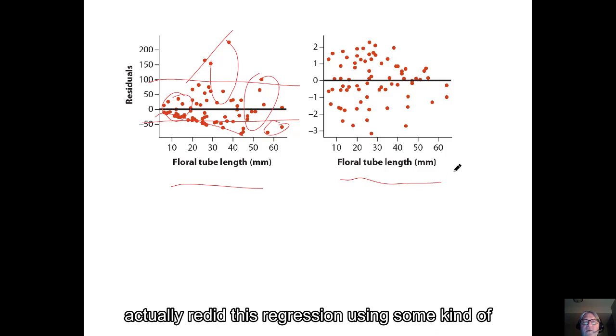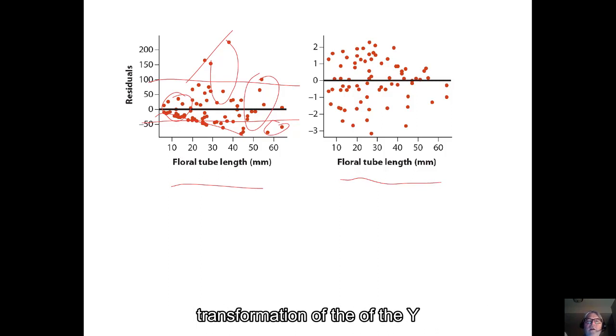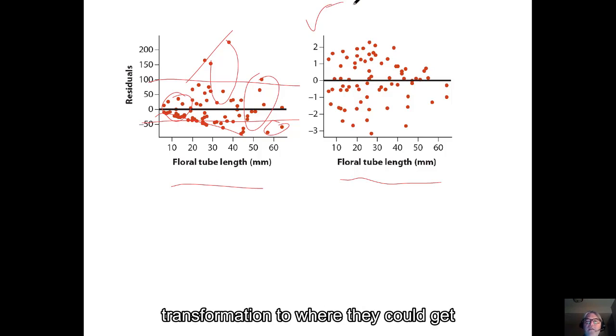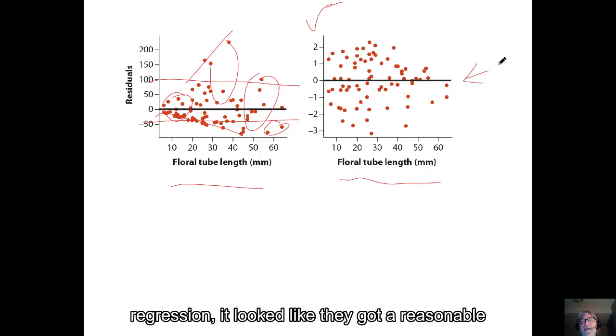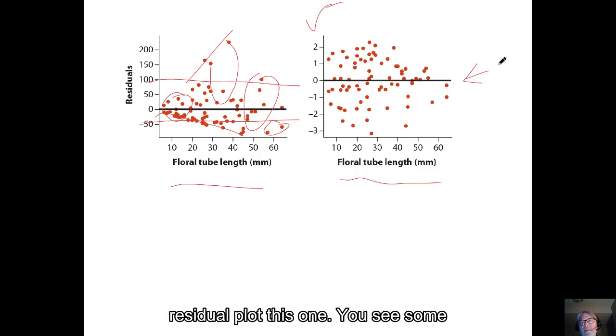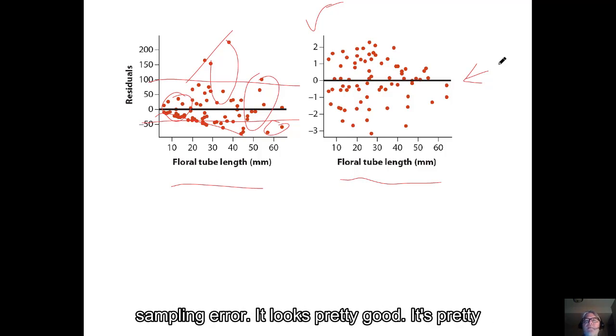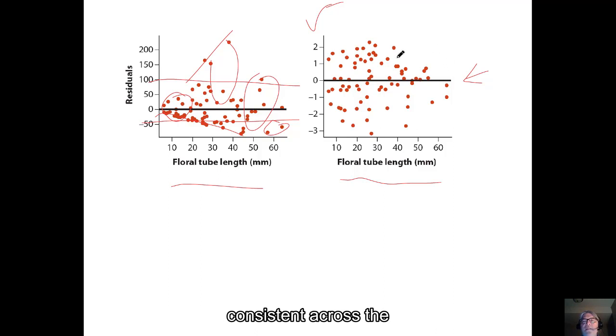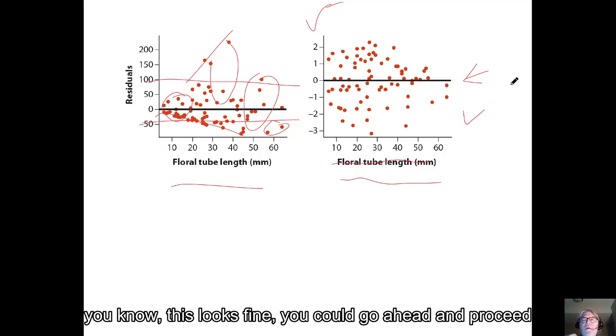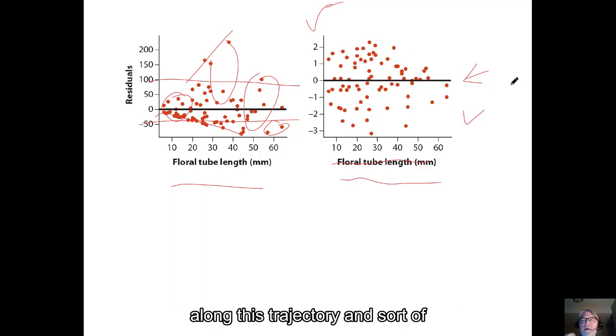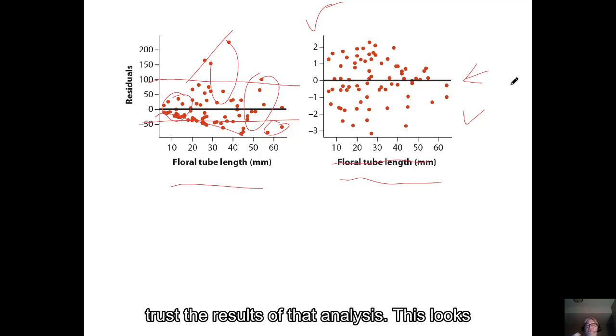So they actually redid this regression using some kind of transformation of the y variable, using a square root, I believe, and some other mathematical transformation, to where they could get something that, when they did the regression, looked like a reasonable residual plot. This one, you see some scatter. It doesn't look like the scatter is exactly even, but you don't really expect that because of sampling error. It looks pretty good. It's pretty consistent across the length of the explanatory variable. And so this looks fine. You could go ahead and proceed along this trajectory and sort of trust the results of that analysis.